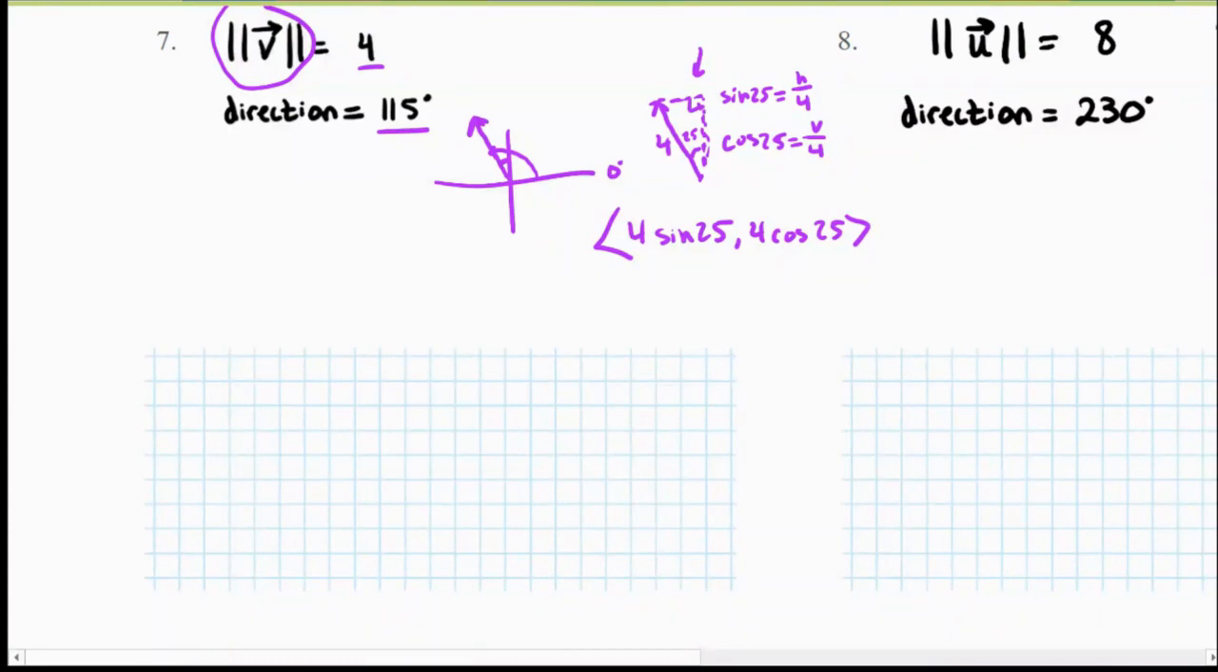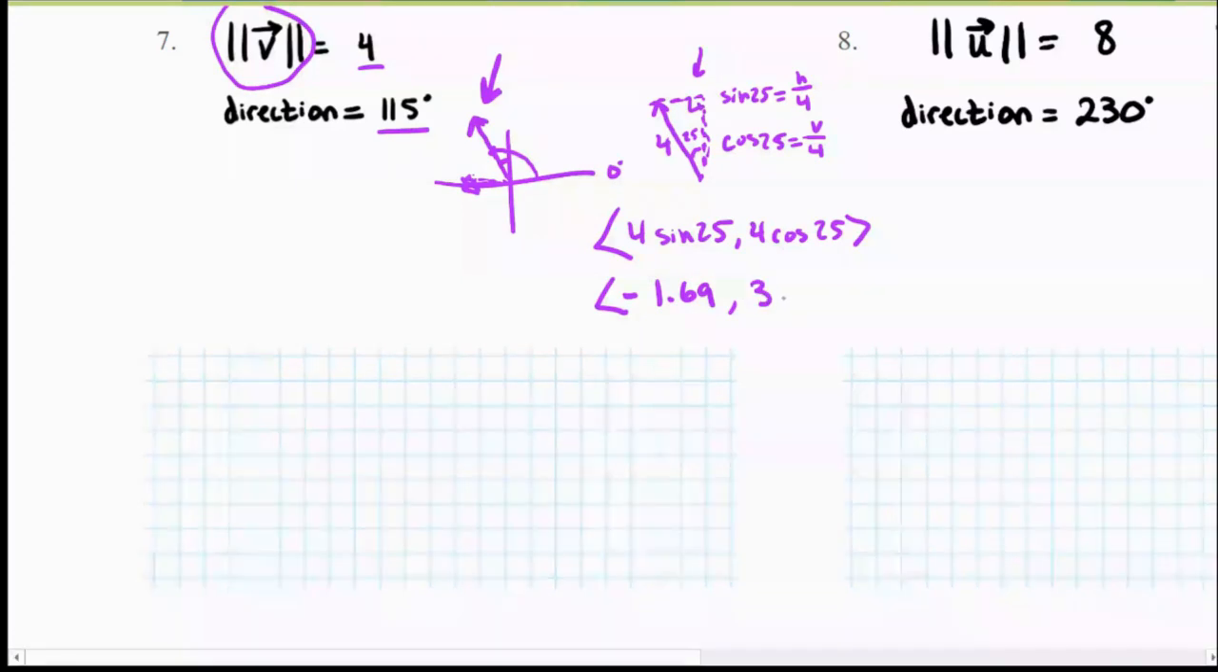Now, the thing I want to make sure to understand here is that I'm going to plug these numbers into a calculator and I'm going to get some values. So 4 sine of 25 is, rounded, about 1.69. But for the horizontal component, we have to look at this, because I'm going to the left, right? My horizontal component is this way here. So that means my horizontal component needs to be negative. My vertical component is going up, so that's just going to be a positive value. If I do 4 times cosine of 25, I get 3.63 as a rounded value.